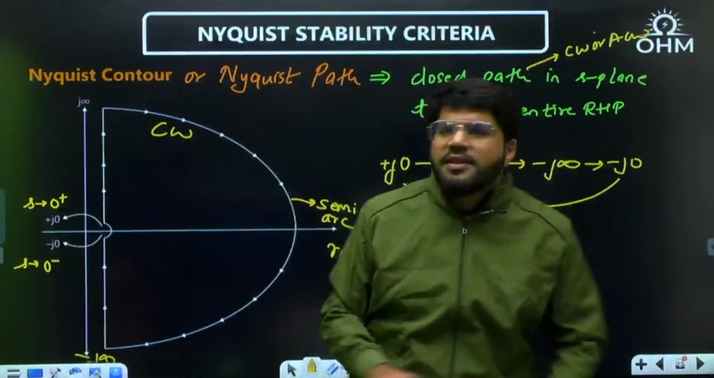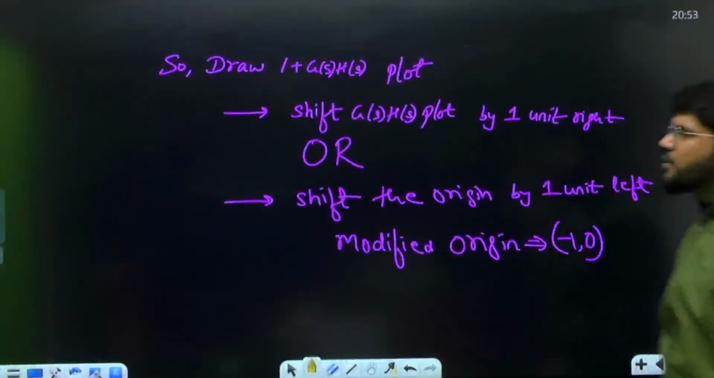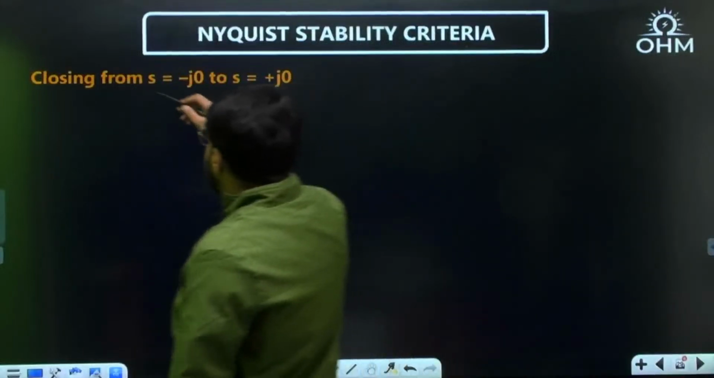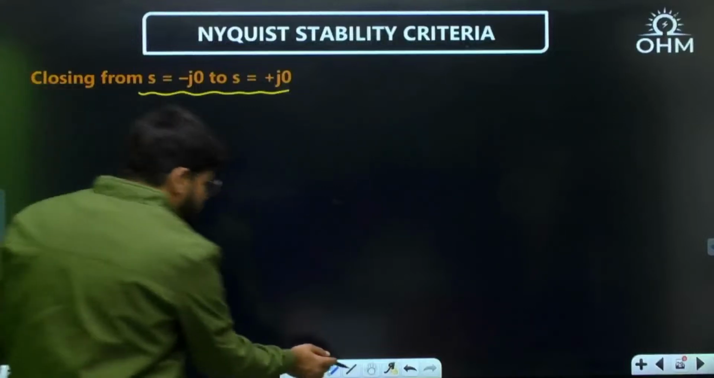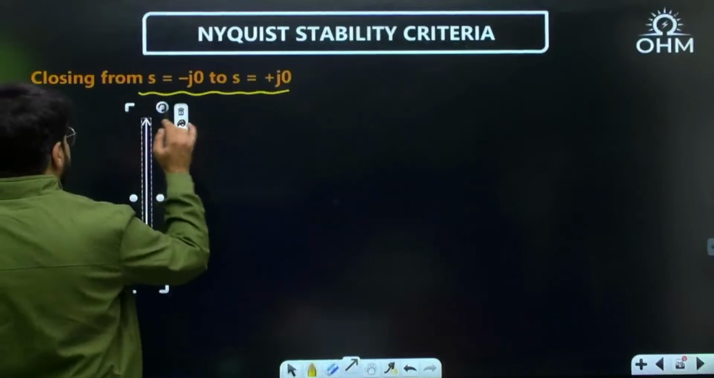Now, how do we join them? What is the closing from minus 0 to plus 0? What is the closing from s equal to minus j0 to s equal to plus j0? Just imagine this picture here.